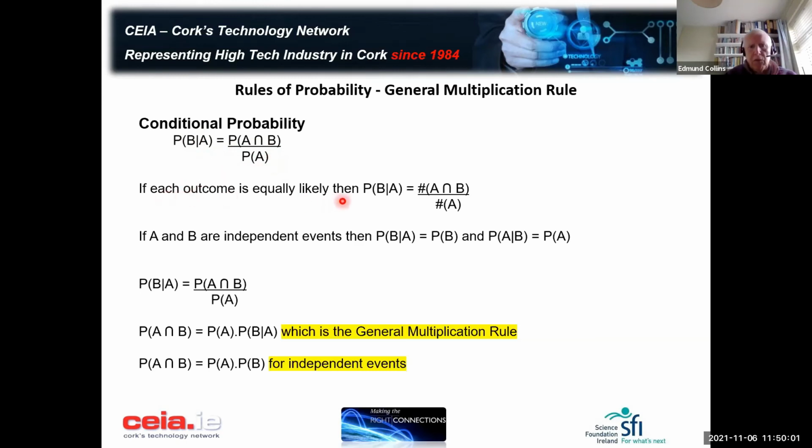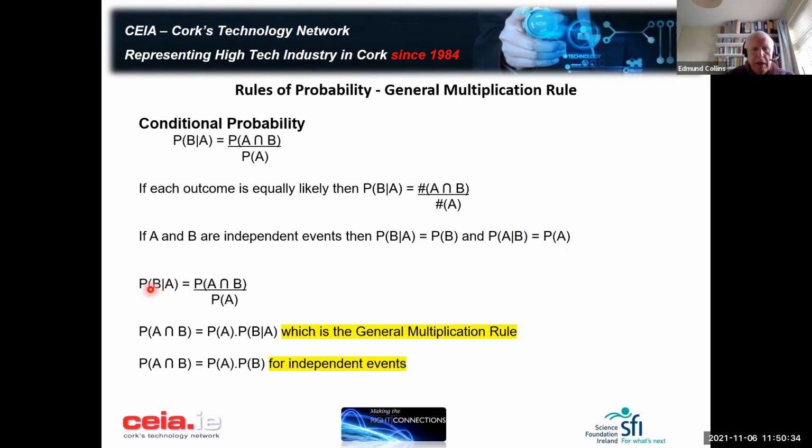If each outcome is equally likely, then the probability of B dependent on A is equal to, again, it's the same really, the A and B over A. If A and B are independent events, then the probability of B dependent on A is just equal to the probability of B, and the probability of A dependent on B is equal to the probability of A.